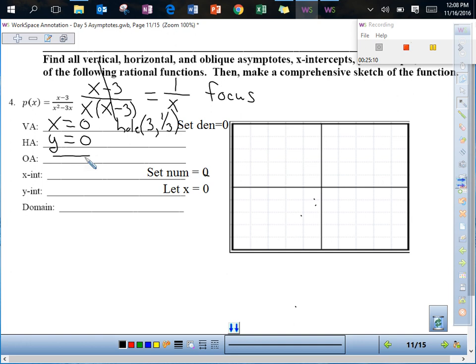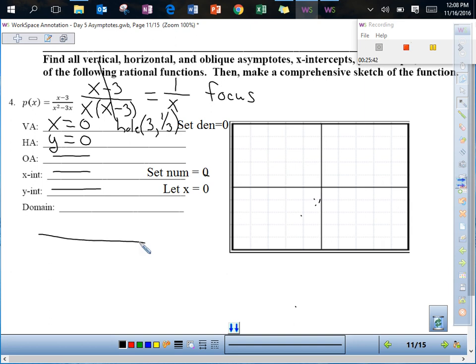The x-intercept says, set your numerator equal to 0. Well, we can't turn 1 into a 0, so there's no x-intercepts. The y-intercept says let x be 0. Well, if I plug a 0 here, I get 1 over 0, which does not exist, so there's no y-intercept.